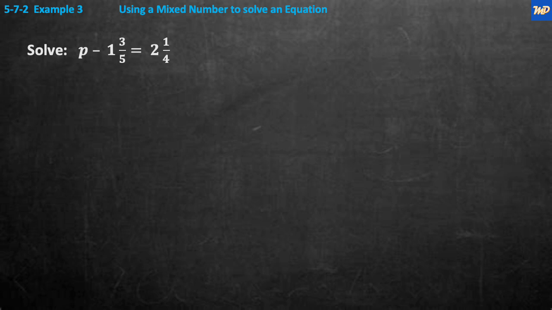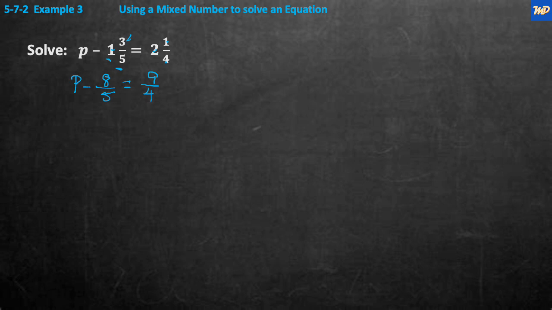So in order to do that, what do we get? We get p minus what? 1 3/5 is equal to 1 times 5, 5 plus 3, 8, which is 8/5. And that equals 2 and 1/4, which is 4 times 2 is 8 plus 1 is 9, so 9/4.